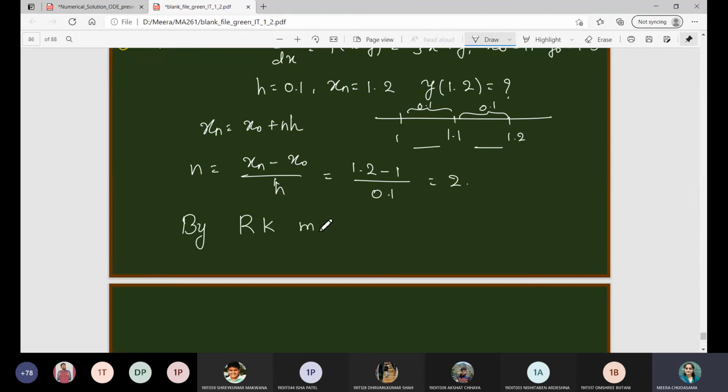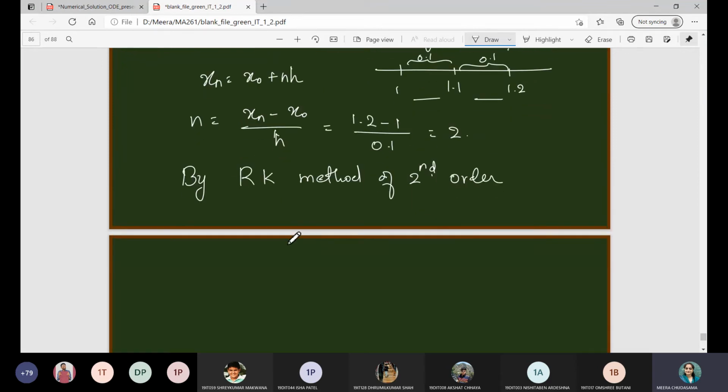By the RK method of second order, first I will advise you, in the beginning of the example solution, write down the formula so that you can at least get the marks of the formula if you make some kind of mistakes in the computations, right? So what is the formula we are having?